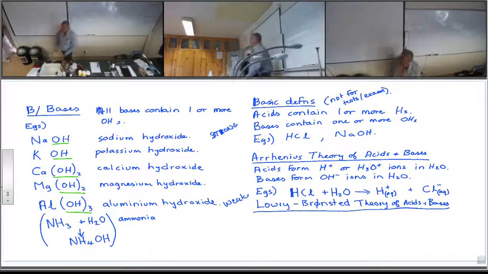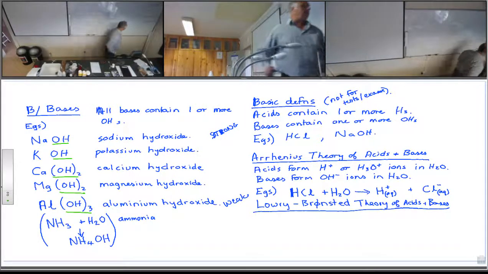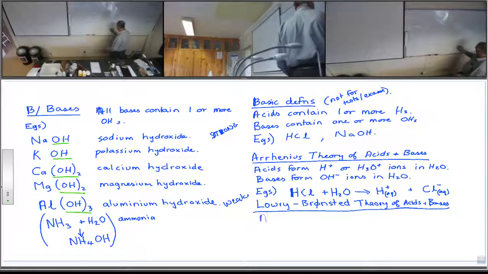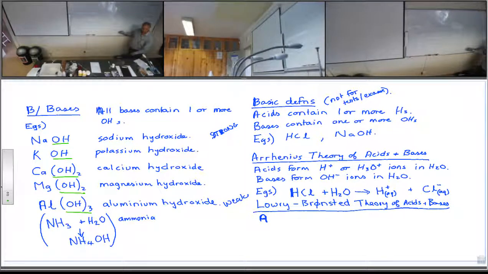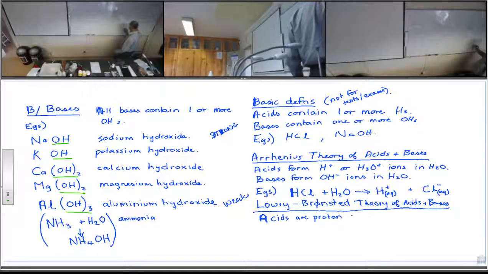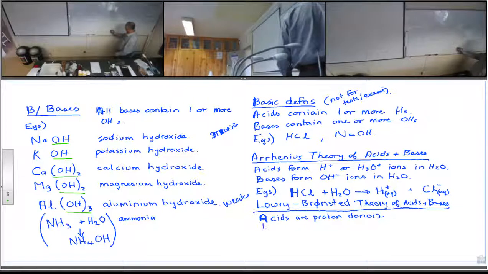Okay, the Lowry-Bronsted theory of acids and bases says that acids are proton donors, and bases are proton acceptors. The O in Bronsted has a line through it because it's Scandinavian.